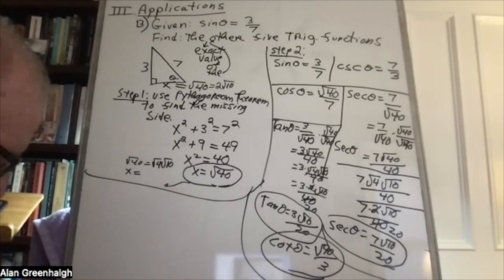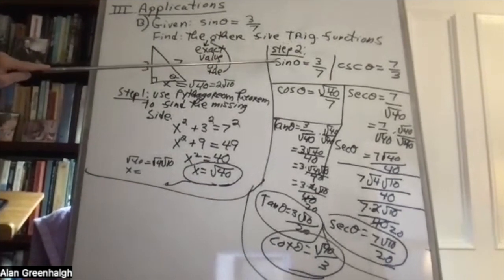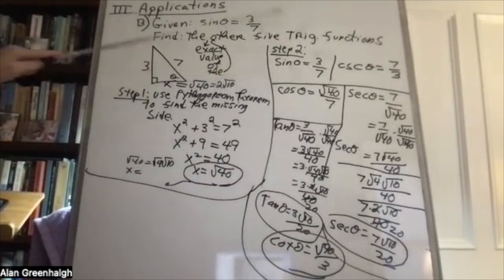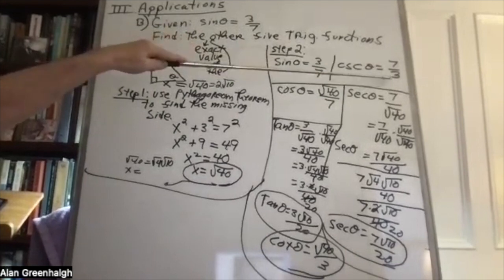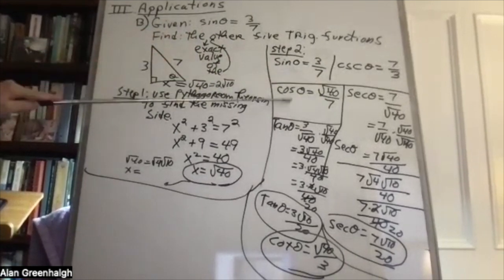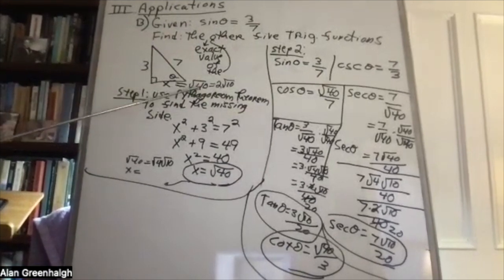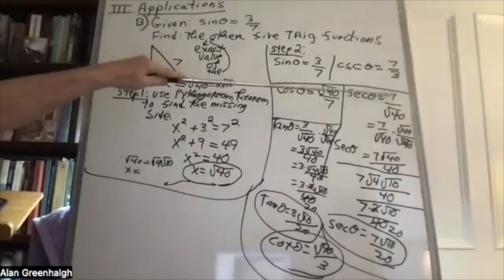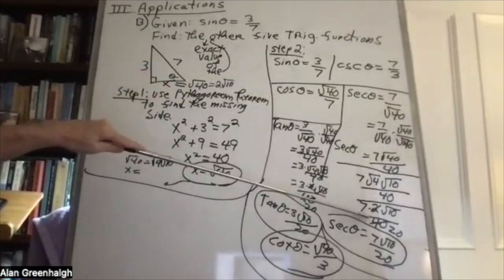And then knowing that information, we went back up to the top here. And I said the sine of theta is 3 over 7. That's what was given. The reciprocal function would be 7 over 3. Cosine is the square root of 40 divided by 7. That's adjacent over hypotenuse. And the reciprocal function is 7 over the square root of 40, and that's when we had to rationalize the denominator.